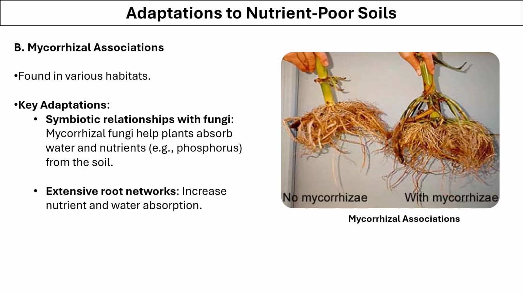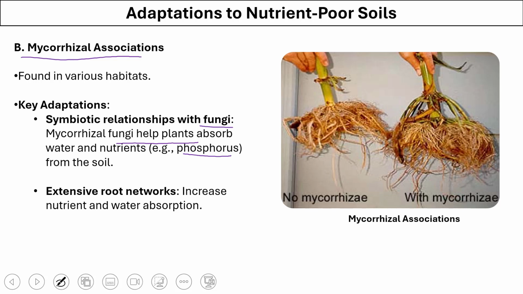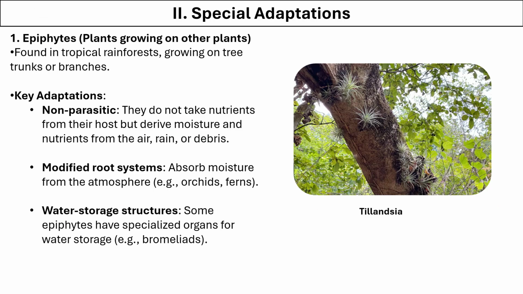Another adaptation in nutrient poor soil is the development of mycorrhizal association. So mycorrhizal association is a symbiotic relationship of plant roots with fungi. Fungi provide absorbable nutrients to the roots, especially phosphorus from the soil, and in return the roots provide shelter to these fungi. These plants also have an extensive root system because they want to increase their surface area for absorption of nutrients and water. Some special adaptations can be epiphytes.